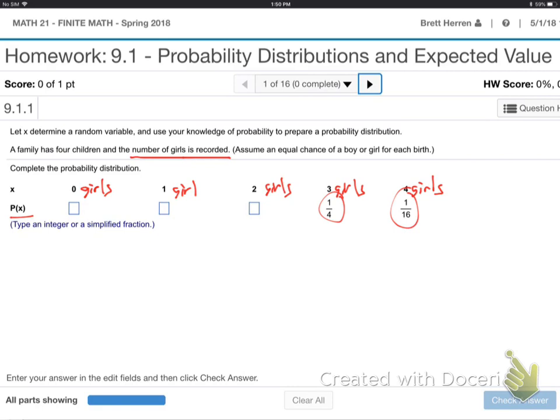So how do we figure this out? Which tool? Tree. Yeah, how do you know tree? Because it's event after event after event after event, right? You have a child, then you have another child, boy or girl, then boy or girl, right? So it's a big old tree. It's like flipping a coin four times. So the first child you have is a boy or it's a girl, one or the other.